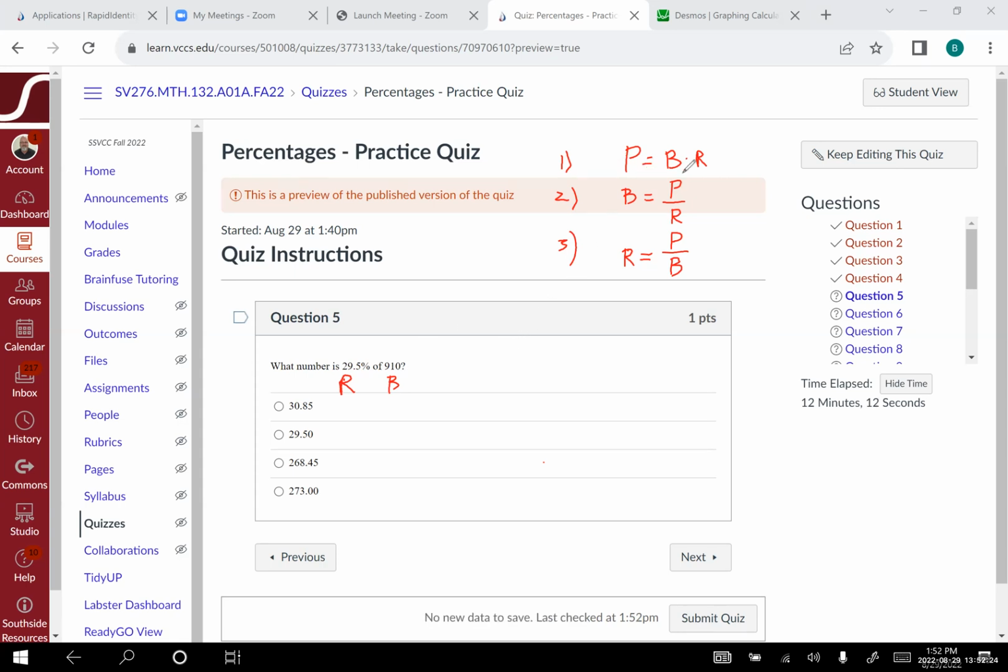So I'm going to use that first one. Part equals base times rate. I take 29.5%, change it to a decimal. I get 0.295. So to find my answer, I take 910 times 0.295. And what do I get? 268.45. Very good. Right there.